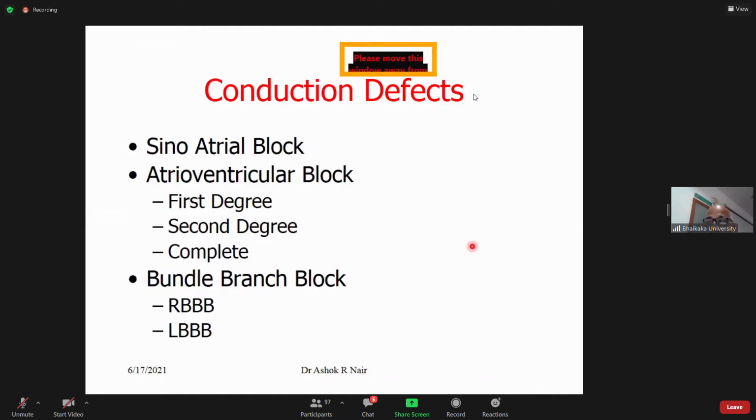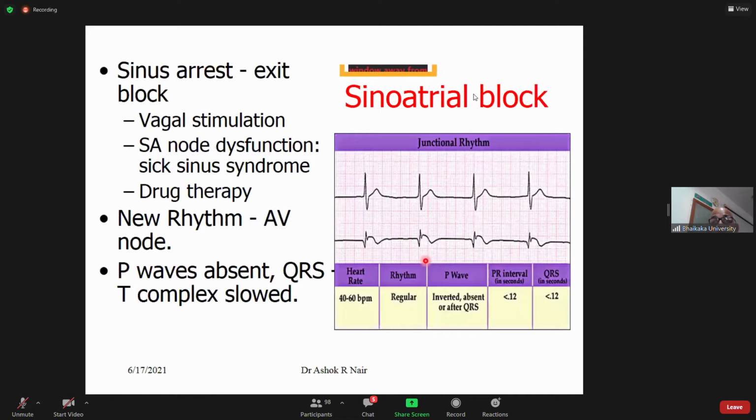I told you the importance of ECG to determine abnormalities of rhythm and conduction defects. In conduction defects, it might be an SA block, or it might be an AV block, or it can be a bundle branch block. SA block can be due to a dysfunction at the SA node, or due to strong vagal stimulation, or due to some drugs.